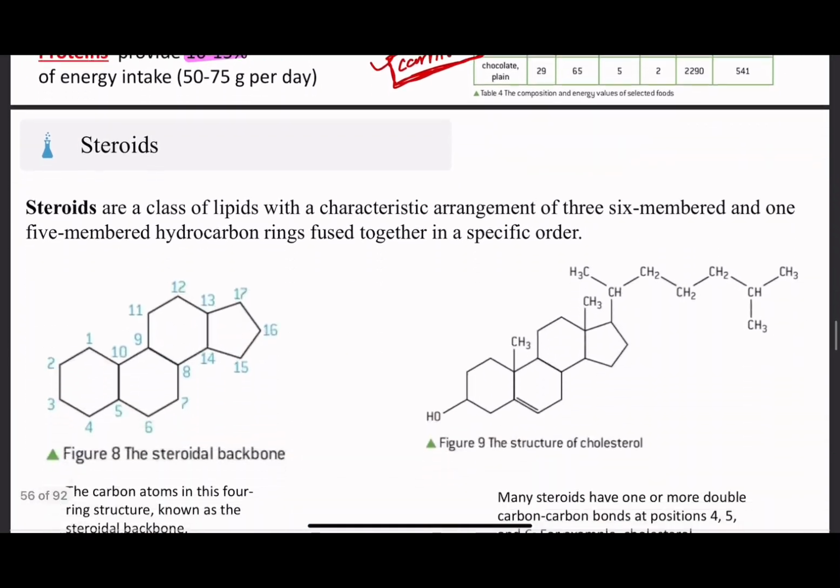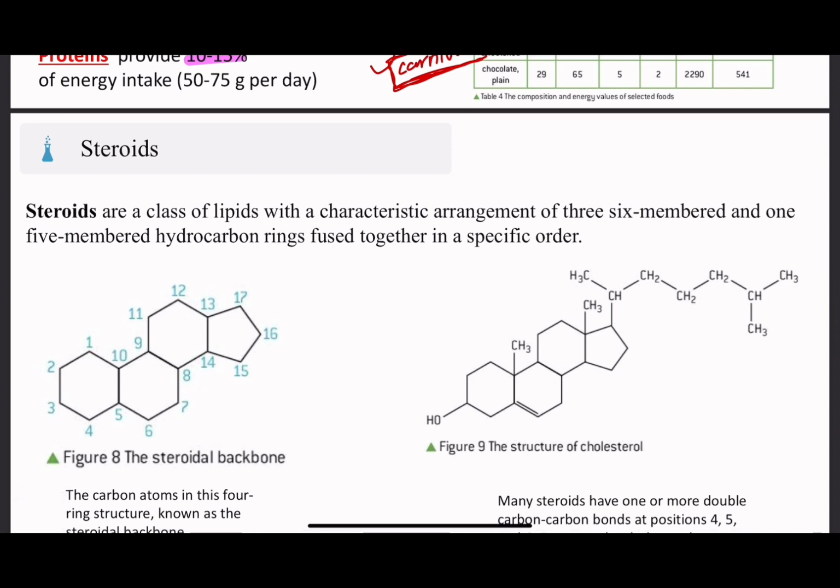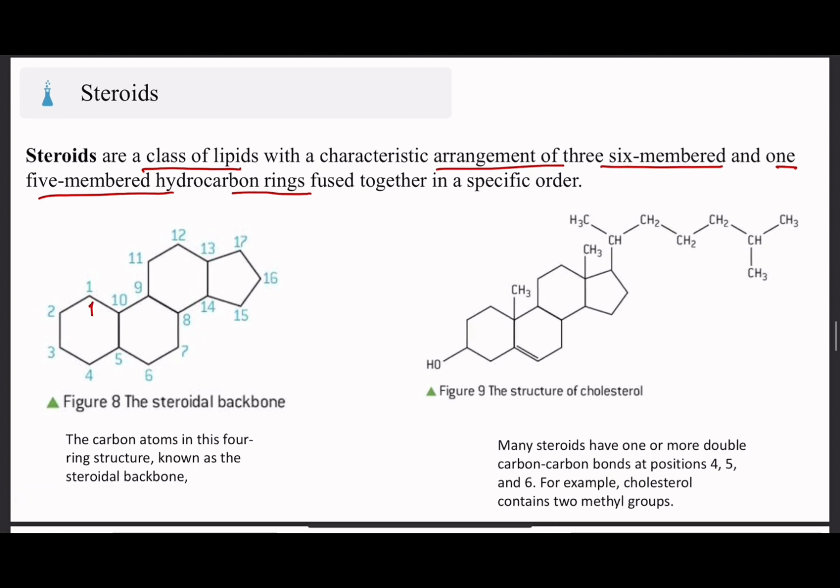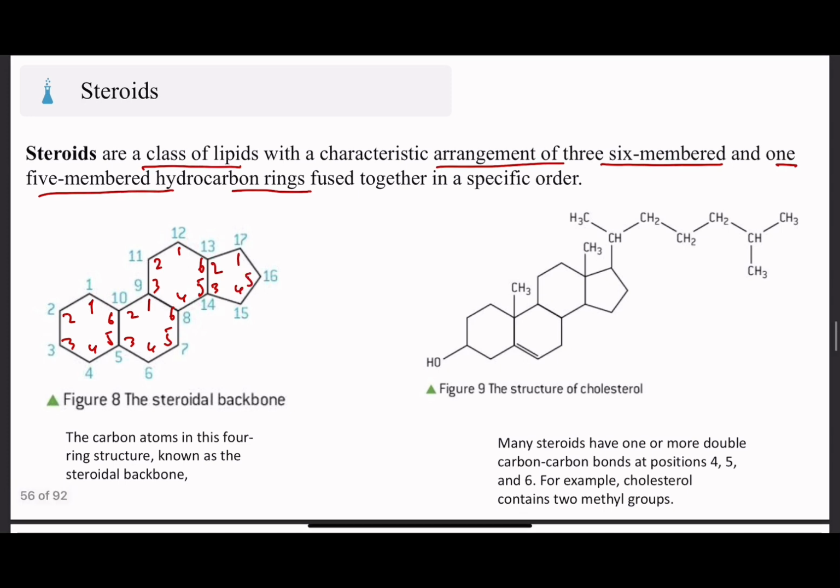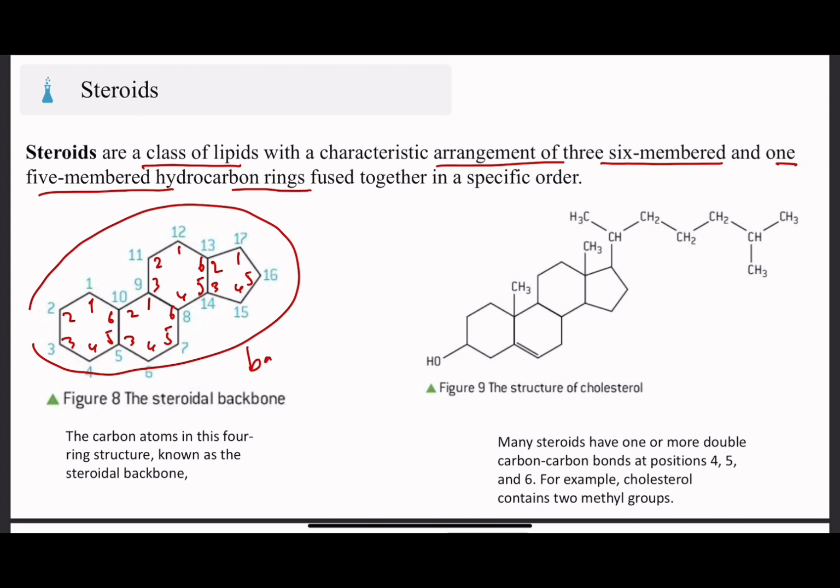Okay, now regarding the steroids. Steroids are a class of lipids with a characteristic arrangement of 3 six-membered and 1 five-membered hydrocarbon rings. Where do we get the 6? You see 1, 2, 3, 4, 5, 6 in one ring. Then I have another one, 1, 2, 3, 4, 5, 6. Another one, 1, 2, 3, 4, 5, 6-membered. And the last one, 1, 2, 3, 4, 5 in here. So as soon as I see this backbone, I know that we are dealing with steroids.